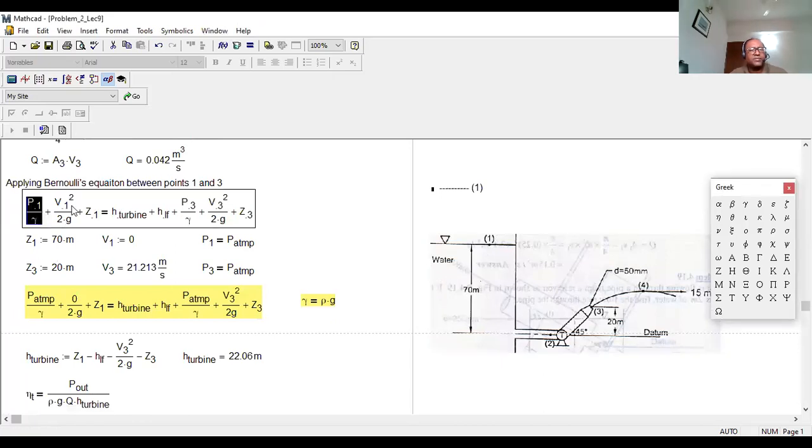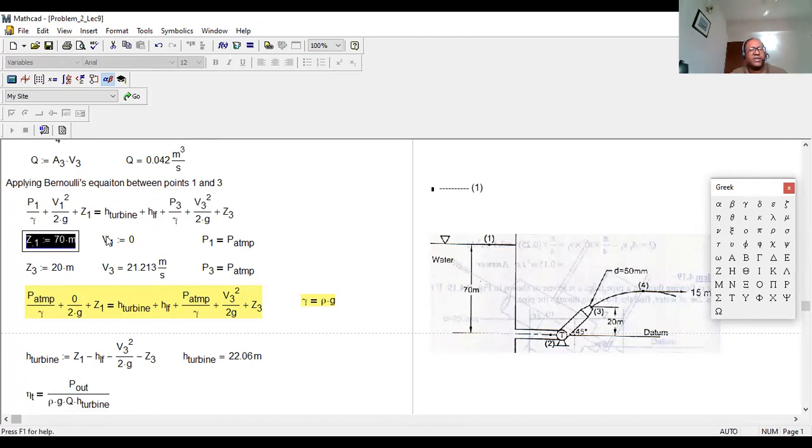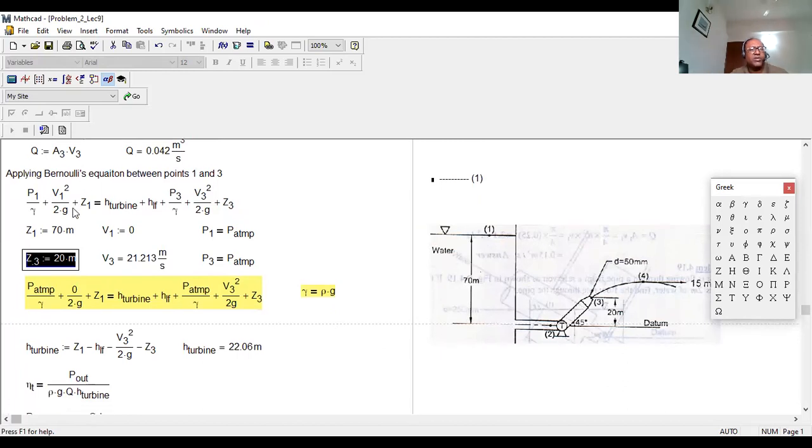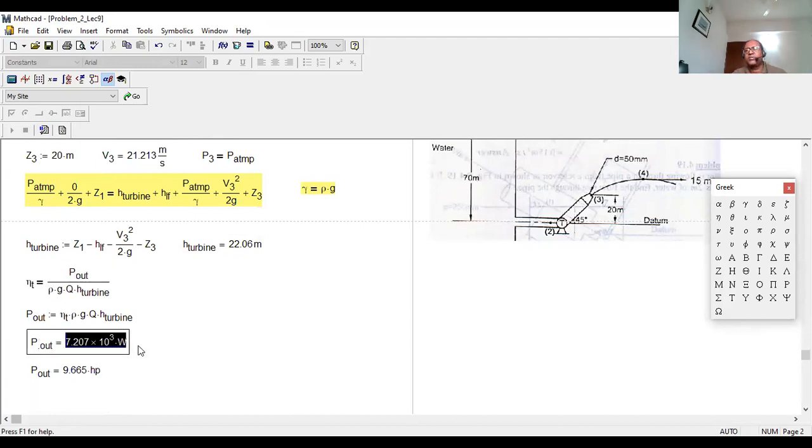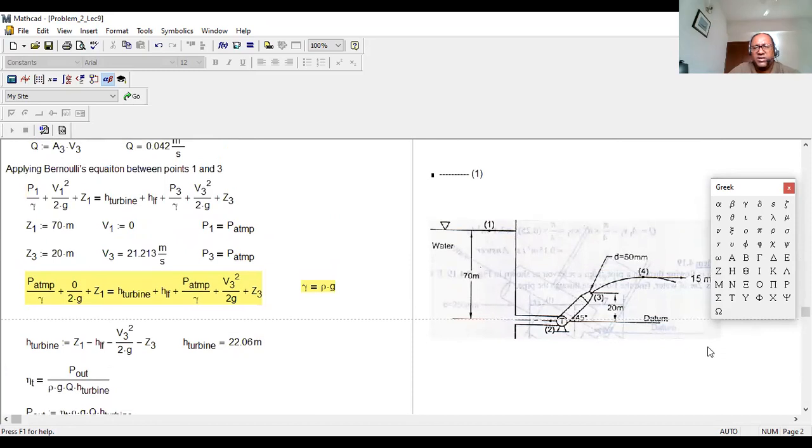If you apply Bernoulli equation between point 1 and 3, then see what you getting over here. P1 by gamma, V1 square by 2G, Z1, then H turbine, then frictional loss, this much energy leaving from point 3. Z1 70 is given, V1 0, P1 equal to atmospheric pressure, P3 atmospheric pressure, V3 we already figured out, Z3 20 meter right over here. So after putting all the values, you get the head of the turbine. If you have head of the turbine, then use this equation, efficiency. Efficiency is 80%, rho g Q turbine, then you figure out the P out. Okay. So very easy, but still if you have a problem, let me know, I can help you out.